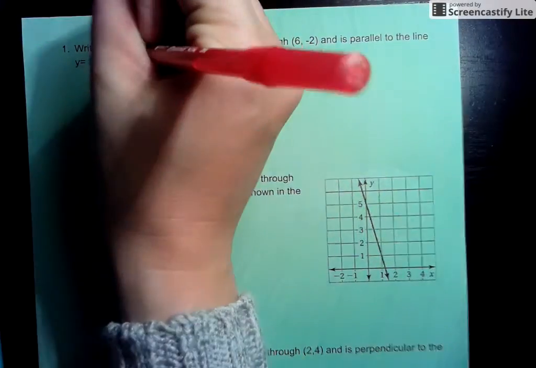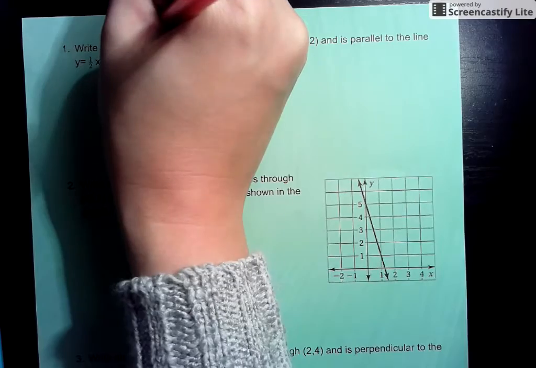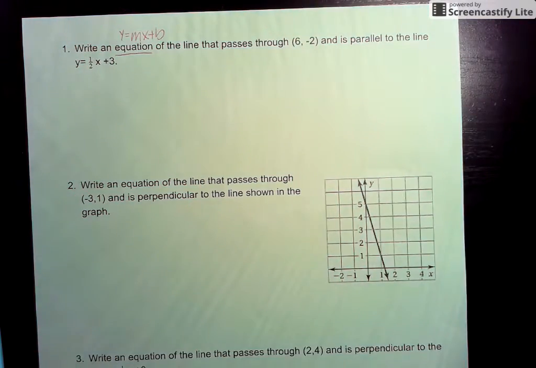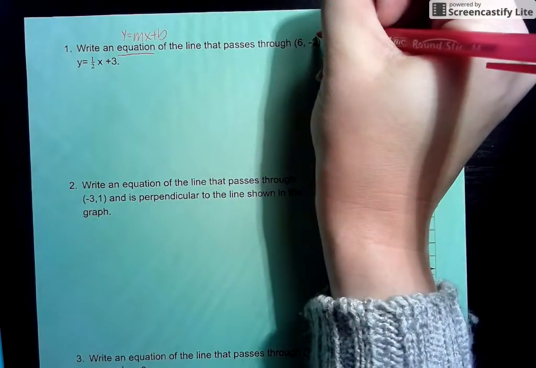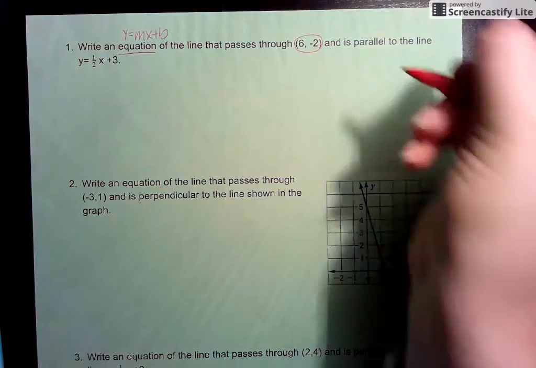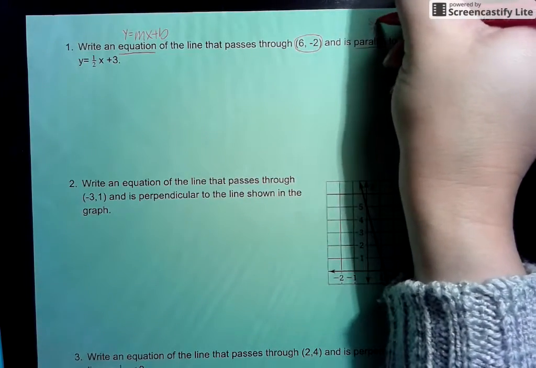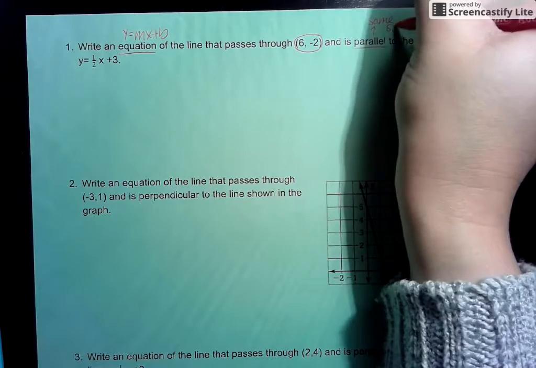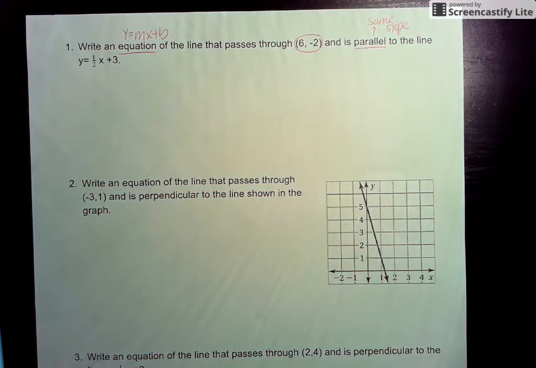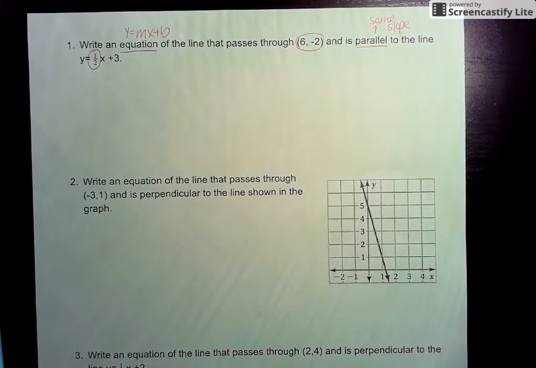So what you want to know about this is when it says write an equation, you always want to write it as y equals mx plus b. So that's how your final answer should look. The (6, -2) is very important, that it is parallel to this line. So anytime it's parallel, it's going to be the same slope. And you notice that the slope is 1/2, so we're going to use that slope to help us out.